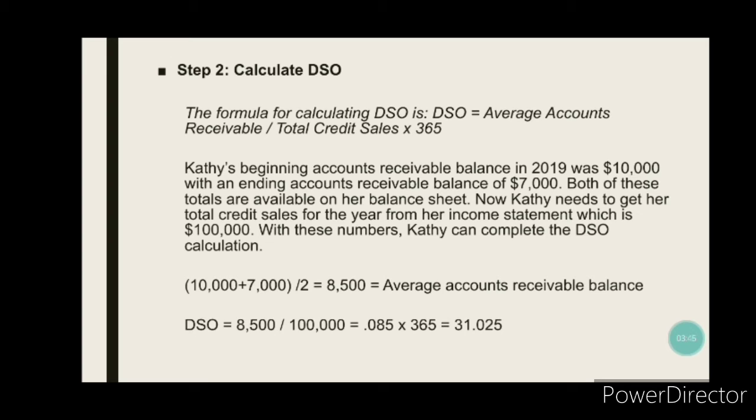$7,000. Both of these totals are available on her balance sheet. Now, Cathy needs to get her total credit sales for the year from her income statement, which is $100,000. With these numbers, Cathy can complete the DSO calculation. 8,500 yun yung average accounts receivable balance niya, kasi 10,000 plus 7,000 divide 2 is equals to 8,500. So 8,500 divide 100,000 times 365 is equals to 31.025. This means it takes Cathy an average of 31 days to get paid on an invoice.